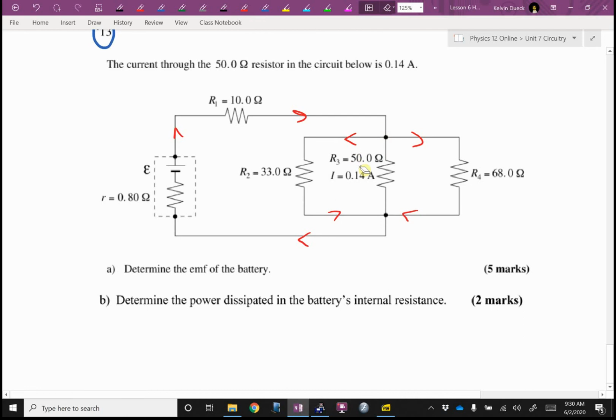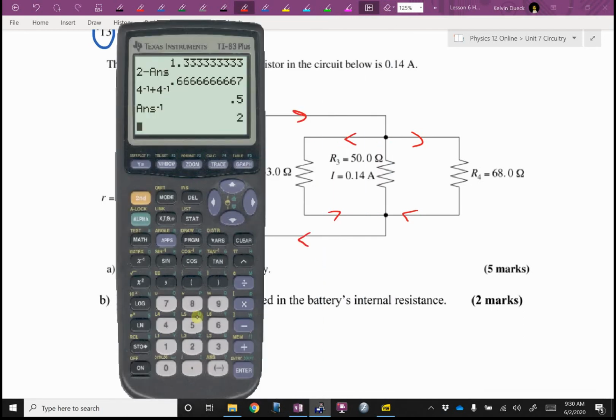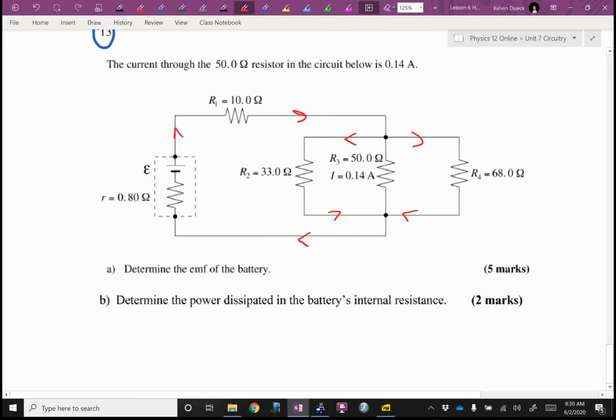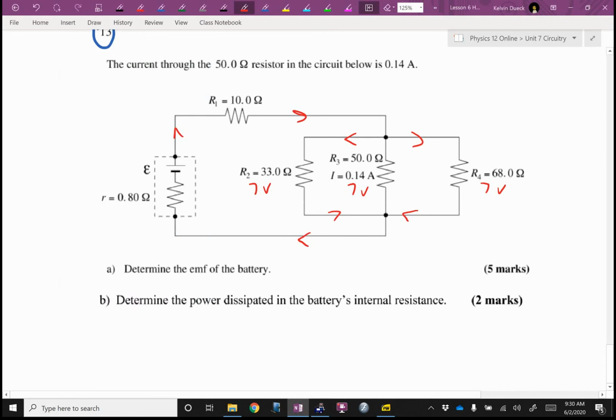Okay. I know two things. The voltage in the middle is I times R. So we have 7 volts here. That means this path is also 7 volts. That means that this path is also 7 volts. So I can figure out the current in each of those. 7 divided by 33, that's 0.21 repeating amps.